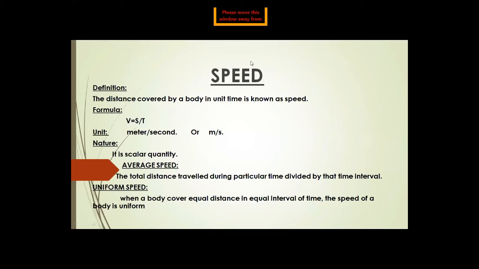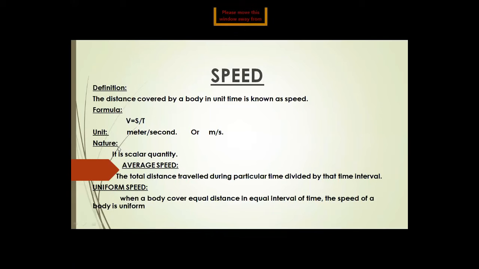Now, the next one is formula. What will be the formula? Formula of the speed will be speed is equal to distance upon time. Speed is represented by v, while distance is represented by s, and the time is represented by t.